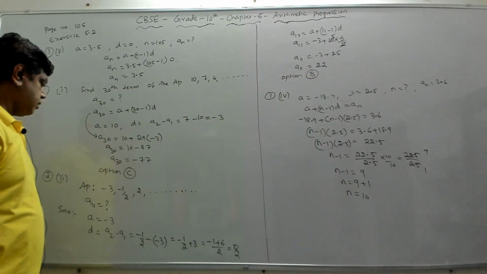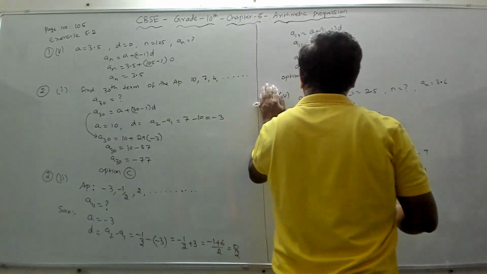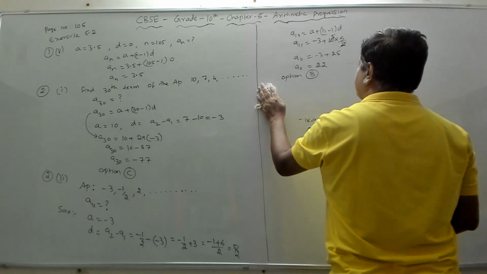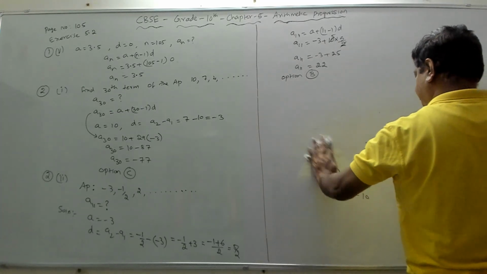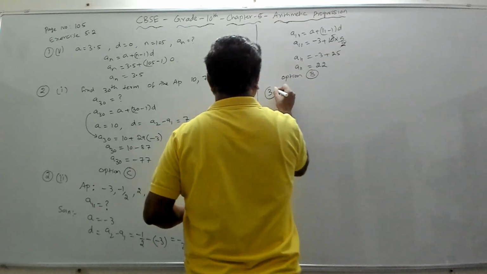Option B is the right answer. Right here, option C for the first one. For the second problem, second subdivision, option B, where the 11th term is 22. Fine. Now let's go to the third question.